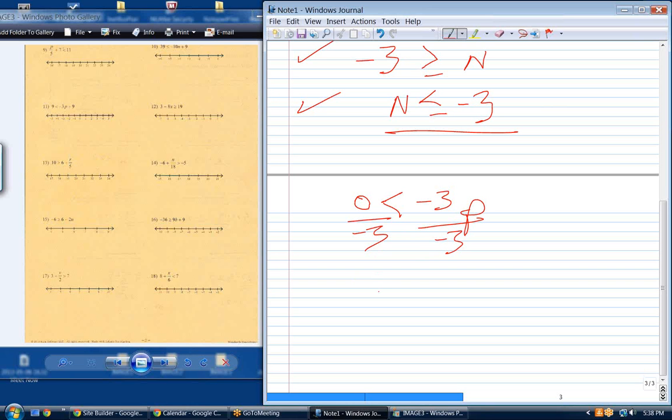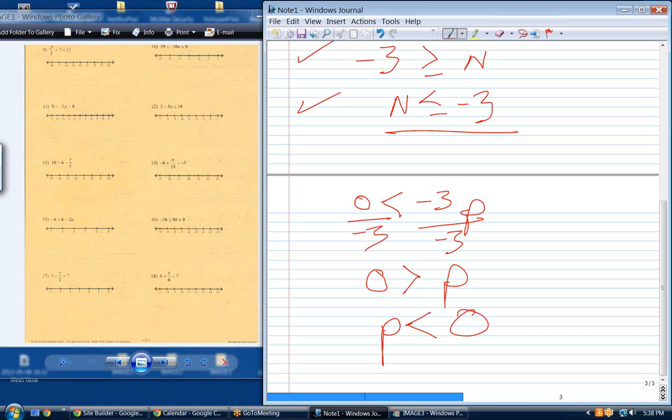What's this on the left? Here, let me see. Okay, so it'd be 0 is, so you have to switch this. 0 is greater than p. Exactly. Okay. Now turn it around. Okay, so p is less than 0. Now you're done. Now you're ready to graph it.